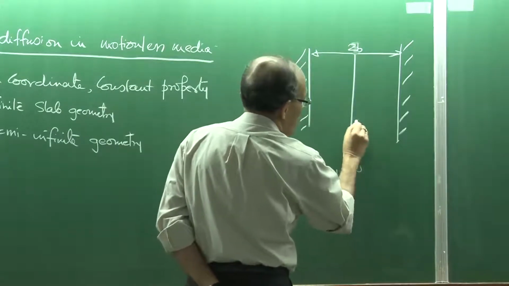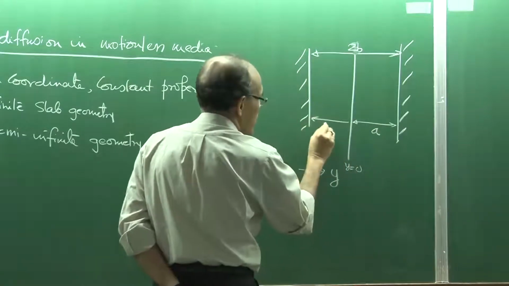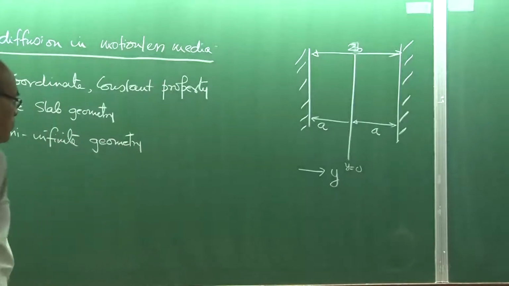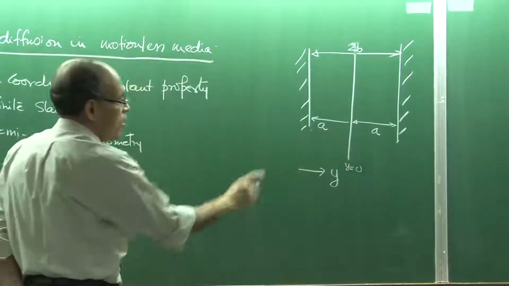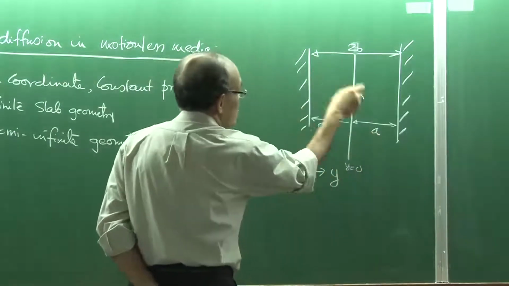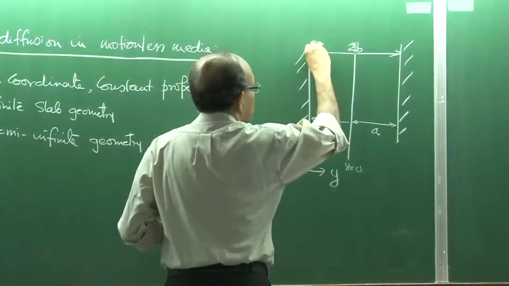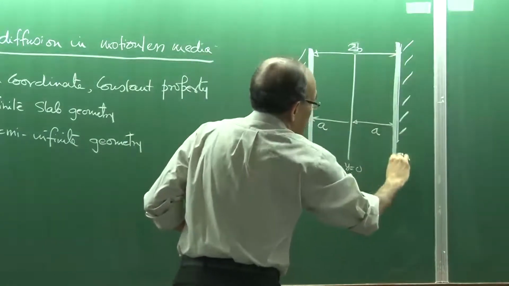So, this is plus A and this is minus A. Okay? So, y equal to plus A and minus A represents the boundaries of the slab, and I can draw it like this, make it a little thick, and these are the solid ones.